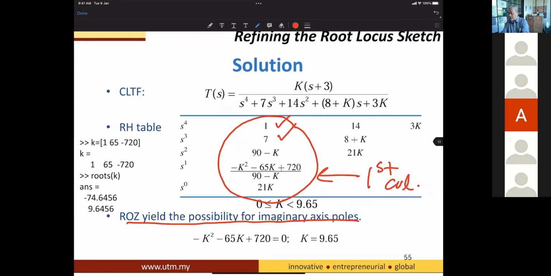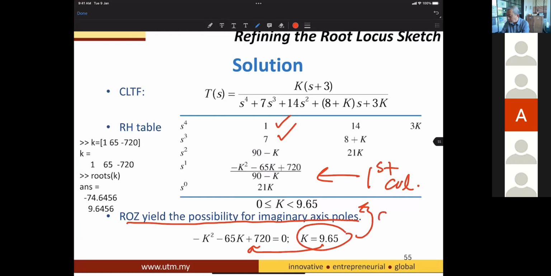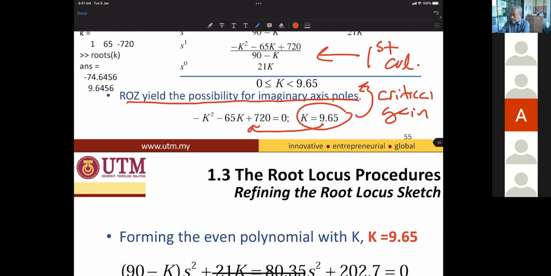Okay, so it happens that when K is equal to 9.65, it will satisfy these equations. Therefore the range of stability is 0 less than K less than 9.65. So when K is equal to 9.65, this is where the critical gain happens.